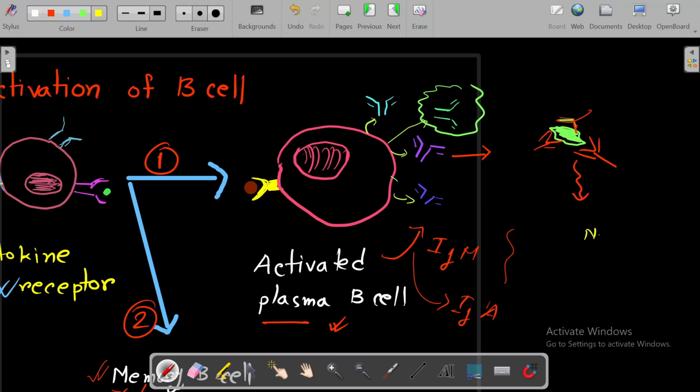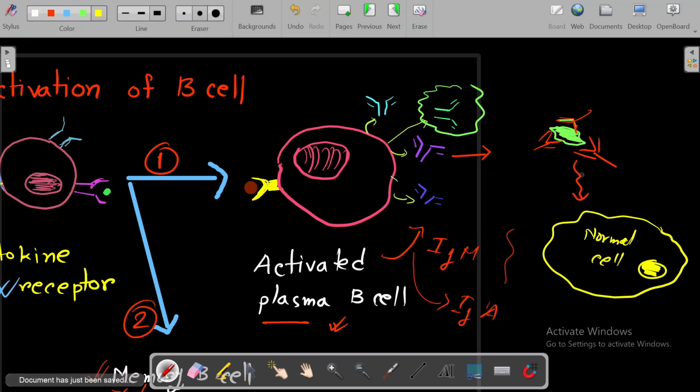Suppose this is our normal body cell. And when this antibody binds with the pathogen, or mainly this binding happens on the surface of the pathogen, then this pathogen cannot bind with the receptor of our normal body cell. And this is the main thing of humoral immunity.